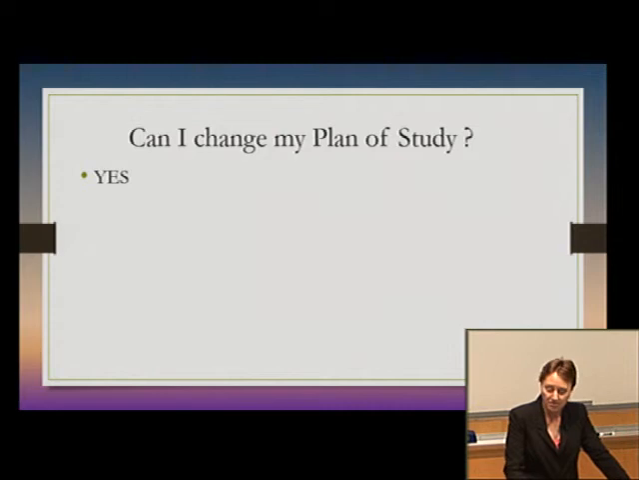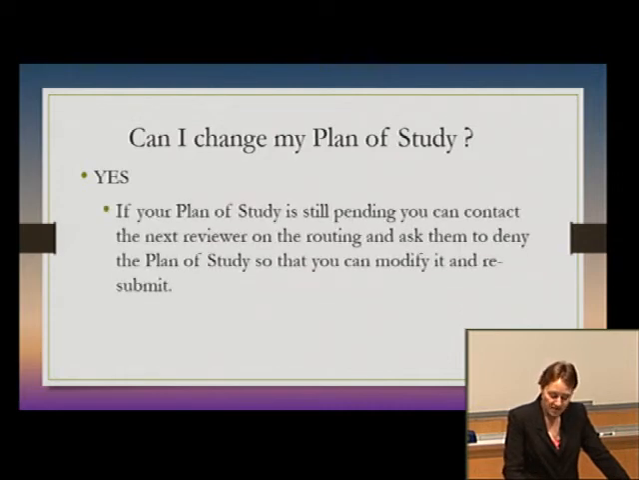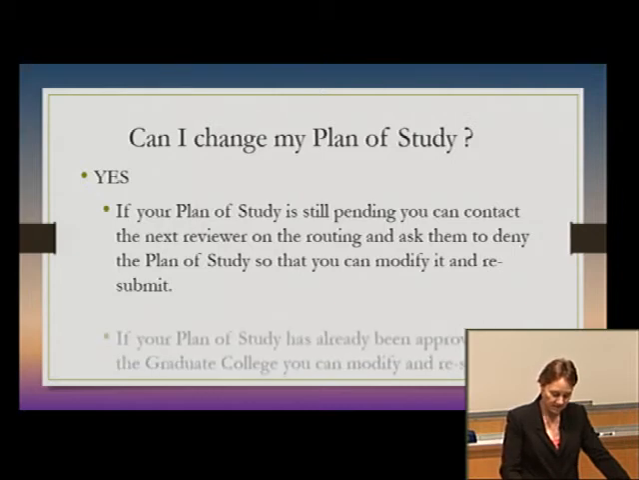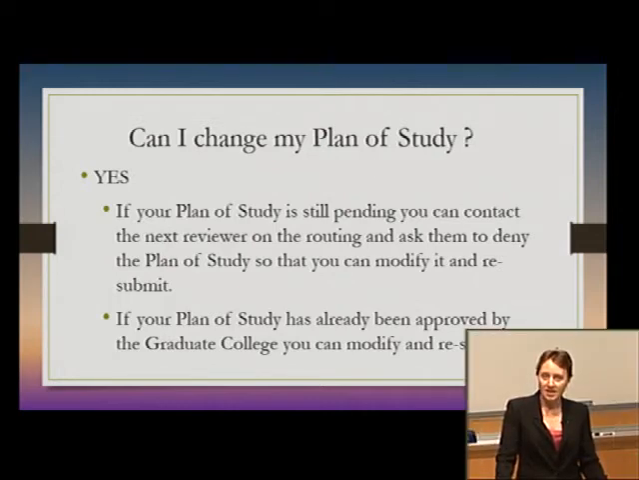Can I change my plan of study? Yes, absolutely. If your plan is still pending, you can contact the next reviewer on the routing and ask them to deny your plan. Then, once they've denied it, you'll have access to modify and resubmit. If your plan has already been approved by all the reviewers, you can go and click the Modify button, make your change, and resubmit. But again, when you do change your plan of study, it will go through the routing again, and your department will be asked to verify if they're happy with this, and then it will come to the graduate college.